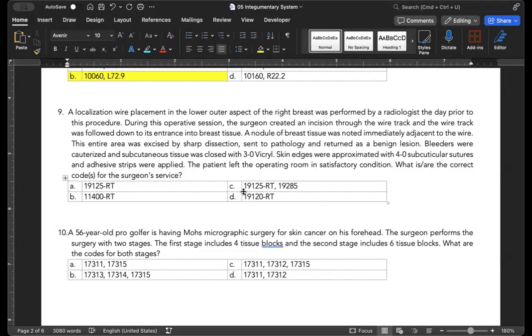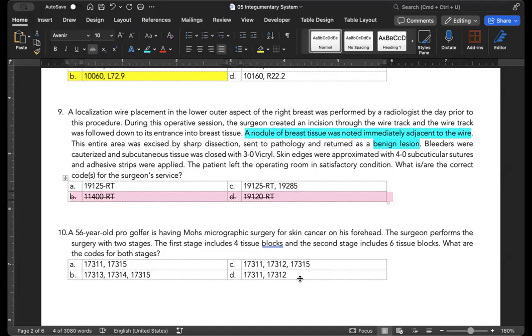And that is going to be excision of a breast lesion identified by preoperative placement of radiological marker. And it was done open on a single lesion. So we did have the nodule of breast tissue noted immediately adjacent to the wire. So that was going to be identified by that pre-op placement of that wire. And then it was returned back as a benign lesion. So we need our 19125.